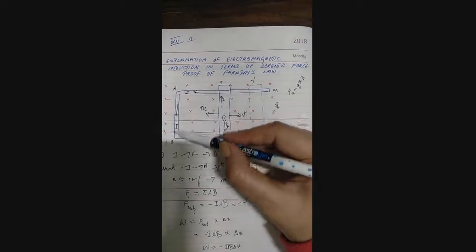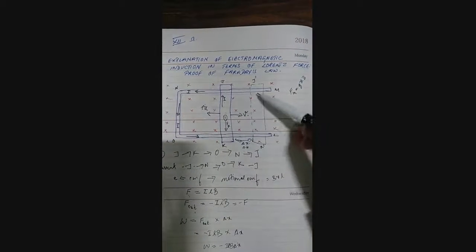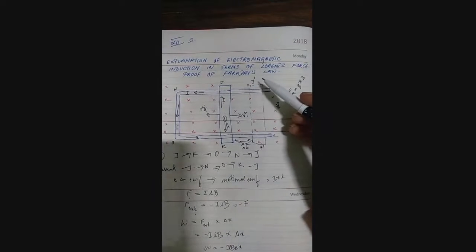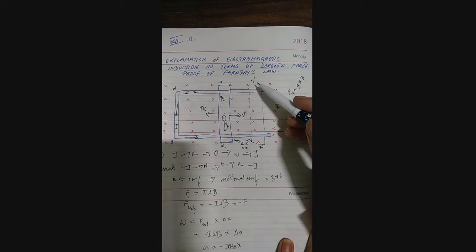JNOKJ, and it changed to J dash NOK dash J dash. So initially this was the area. After displacing it, this is the new area. So now the change in flux. We have to find the change in flux.